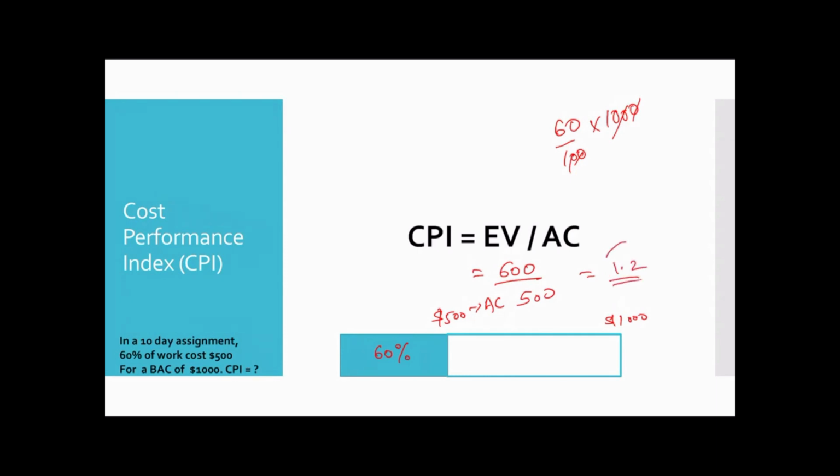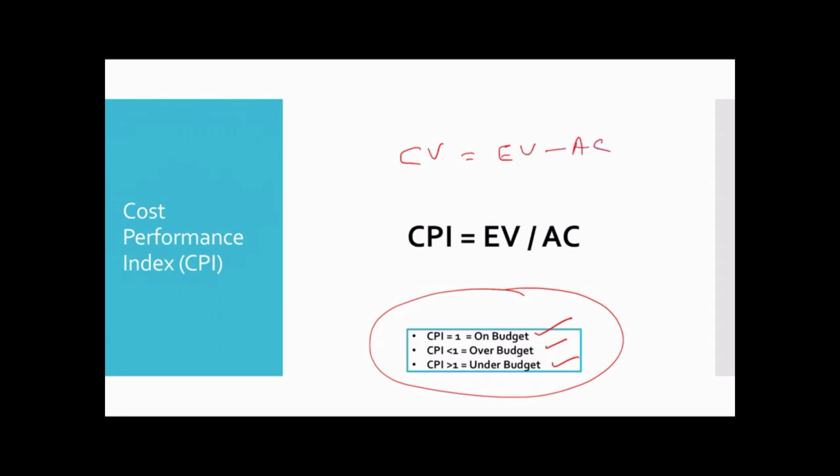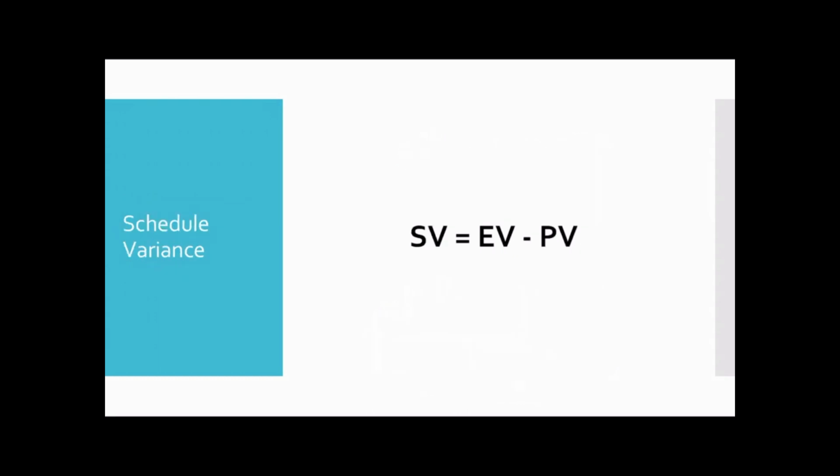So that is good. You're positive, meaning you have more funds, so it's greater than 1, and you don't have to worry. Okay, let's see this situation over here. If CPI is equal to 1, you are on budget. CPI less than 1, you're over budget, you have utilized more money and done less work. CPI greater than 1, you're under budget, you have still more money to complete that. Please remember this. As I told you, CV is equal to EV minus AC, and CPI is EV by AC. Let's go ahead to schedule variance.